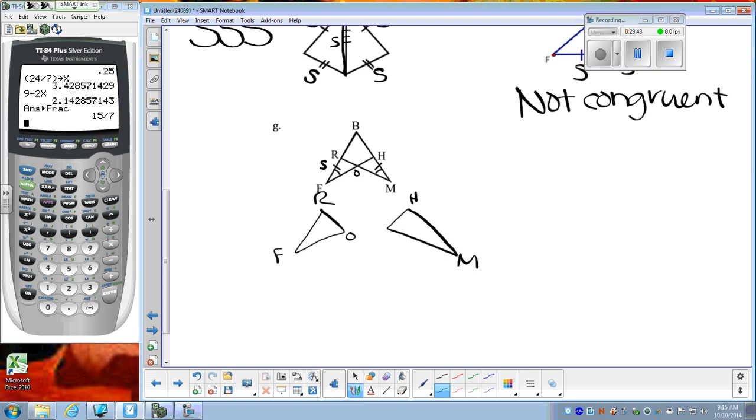And I have HMO. I know RF is congruent to HM. I know that angle F is congruent to angle M. And then I also know that angle O is congruent to itself because these are vertical angles. So triangles RFO and HMO are congruent by angle-side.